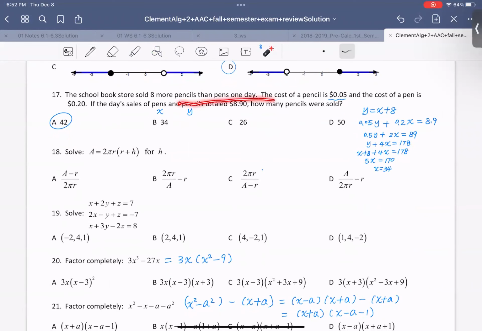Next one is a word problem, but it's also very simple. They said the bookstore sold 8 more pencils than pens one day. So you make y equals x plus 8, okay? And the pencil is $0.05. Pen is $0.20. So the total amount of money will be this equation. You might feel curious, is this algebra 2 or algebra 1? This is too simple, right?